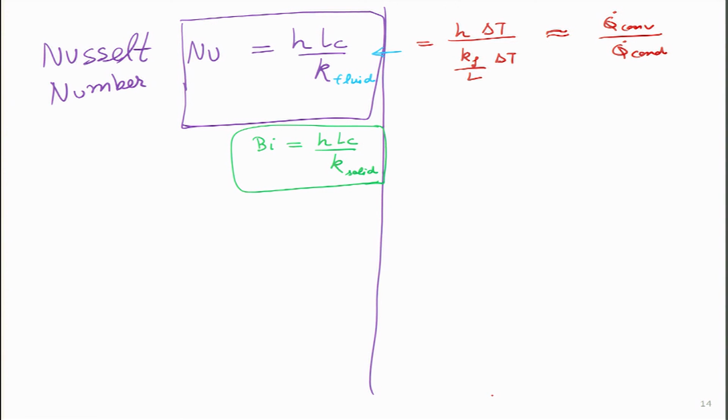So, this is one way, and another way of telling Nusselt number is that it is the non-dimensionalized form of H. So, H was our convective heat transfer coefficient. If we non-dimensionalize it, then we get Nusselt number over here through this particular equation.